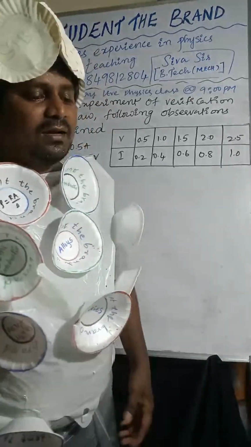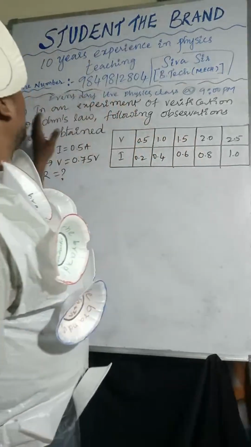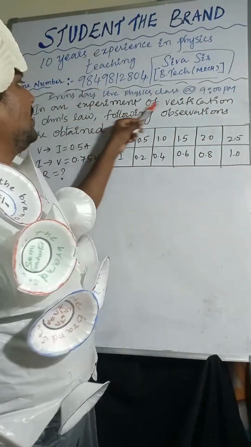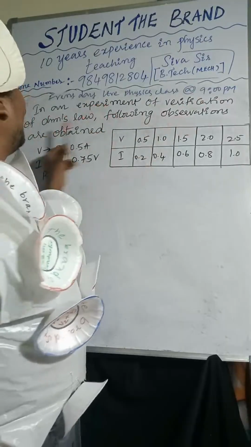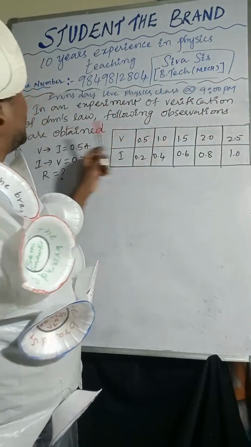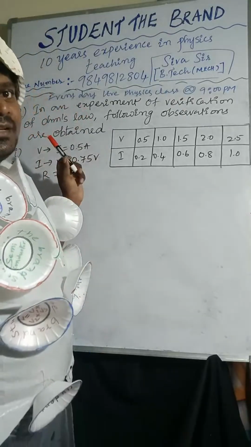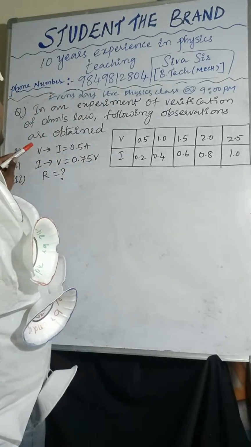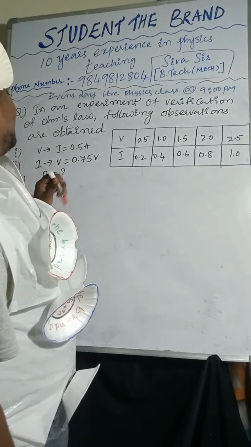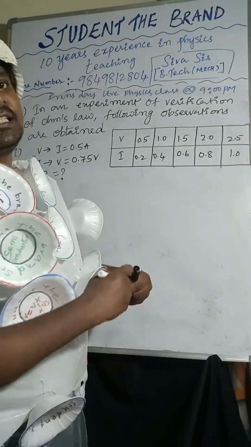Okay, so let's come to the point. Here you can see the question: in an experiment of verification of Ohm's law, the following observations are obtained. Anubhav, can you try this question and let me know? We have to find the potential difference at current 0.5, the current at potential difference 0.75, and the resistance. First we'll find the resistance.